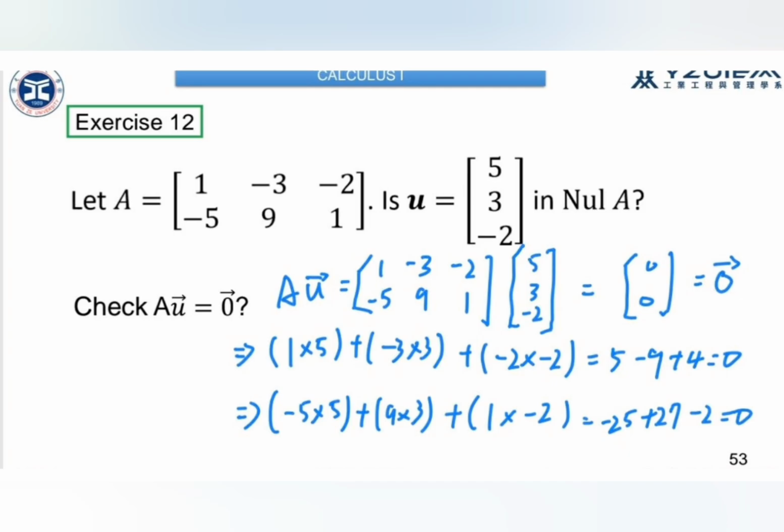Since both entries are 0, the product Au is indeed the 0 vector. Therefore, we can confidently conclude that the vector u is in the null space of A.